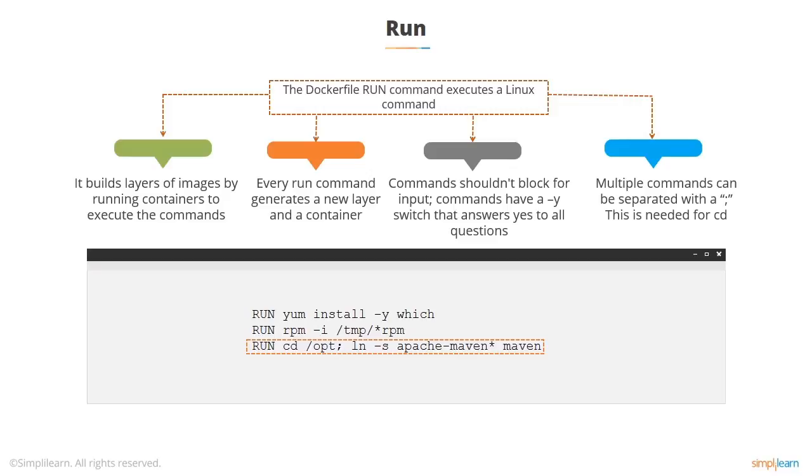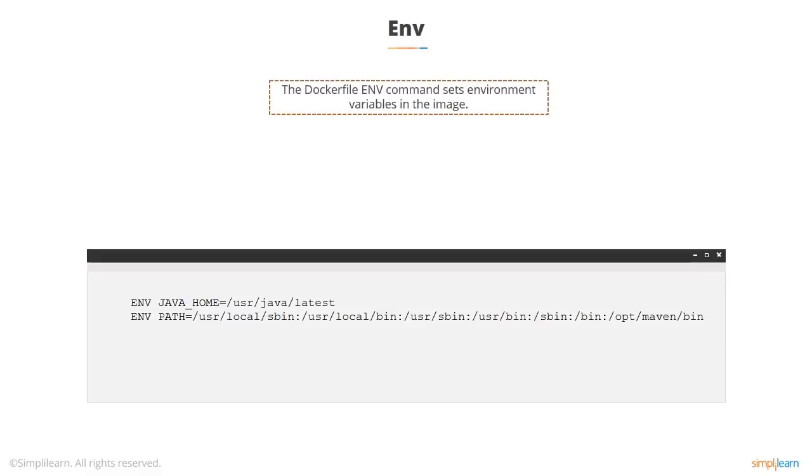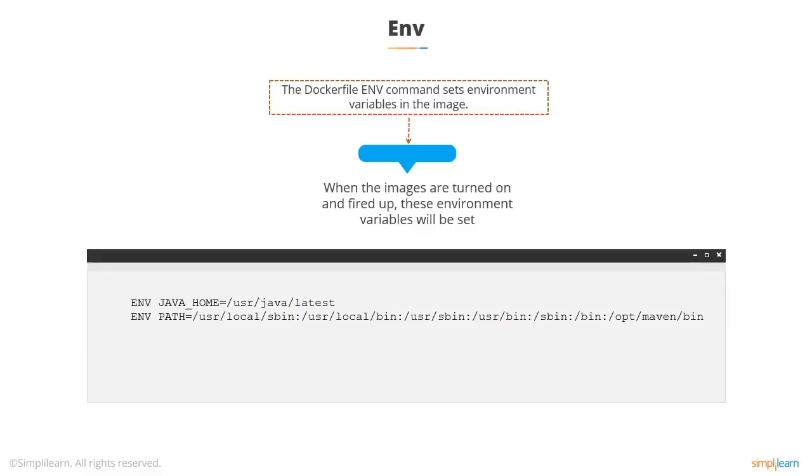The Docker ENV command creates environment variables in the image. So when the image is created and turned into a container and fired up, these environment variables will be set. It's the equivalent of pushing them into the /etc/profile. So this is setting up the JAVA_HOME and setting up the PATH environment variables.